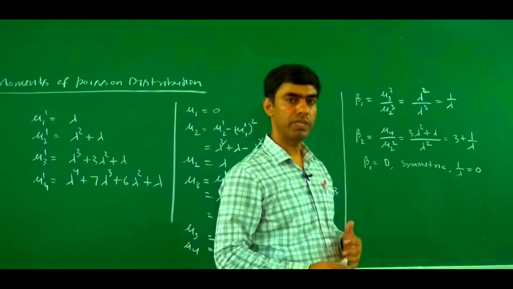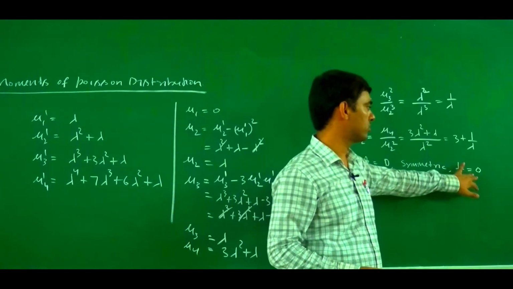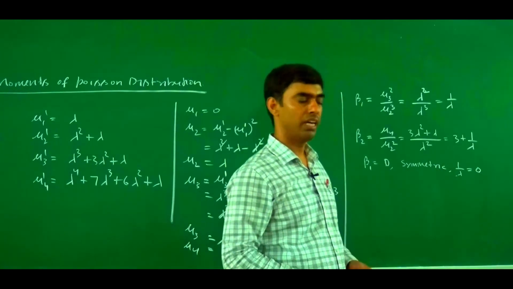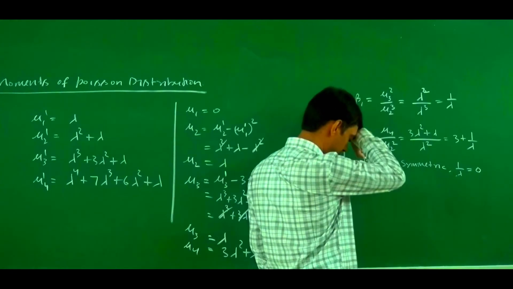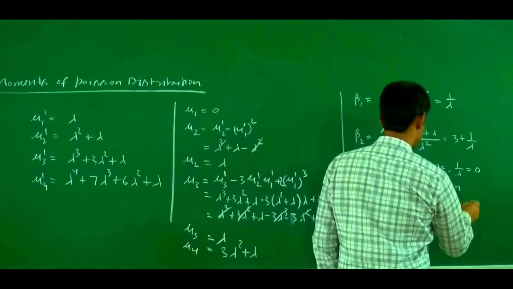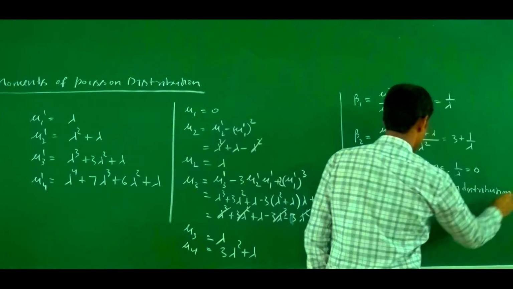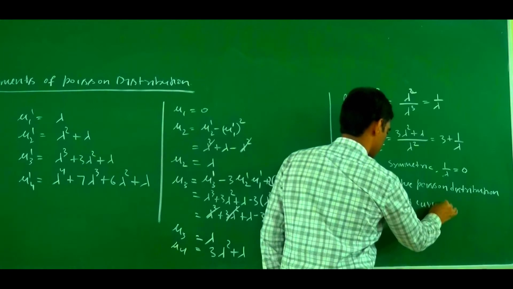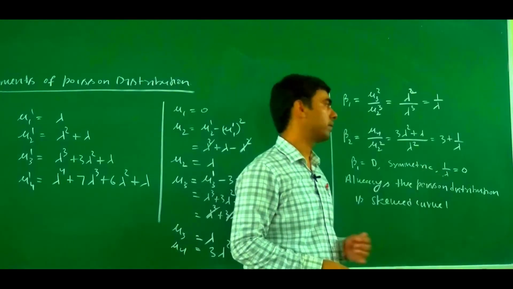So always what we predict, the Poisson distribution is a skewed curve. This one is a non-symmetric curve. You cannot say 1 upon lambda equals 0. Only for lambda equal to infinity, 1 upon lambda equals 0. So lambda cannot be infinite. So always the Poisson distribution is a skewed curve. Skewed curve means either positively skewed or negatively skewed. This depends on the value of lambda.